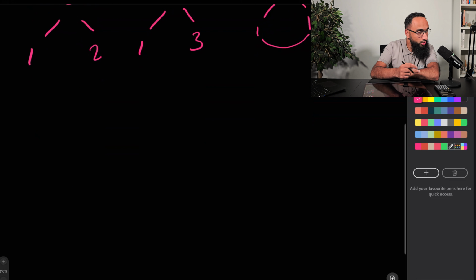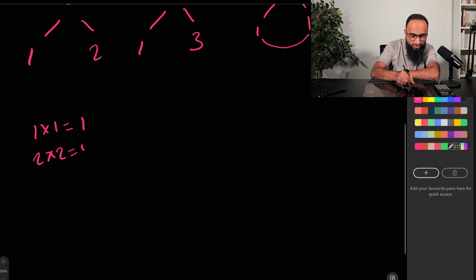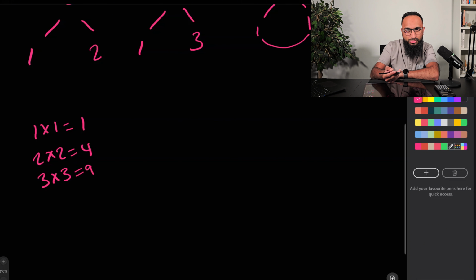And then moving on to square numbers, I'm sure you know, but square numbers are just any integers multiplied by themselves to get you an answer. So 1 times 1 equals 1, 2 times 2 equals 4, 3 times 3 equals 9, and so on.